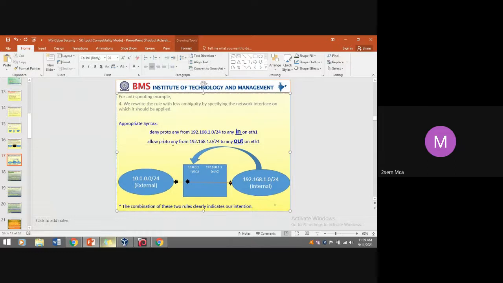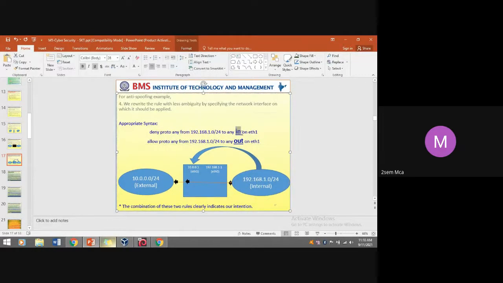Then the second rule, to prevent this: allow protocol any from this to any out on Ethernet 1. So you are only allowed the traffic which is sent to ETH0, then ETH0 forwards those packets to ETH1, and from there to the external world. Only allow such traffic, don't allow traffic sent directly from ETH1.